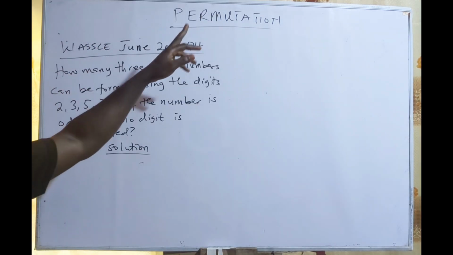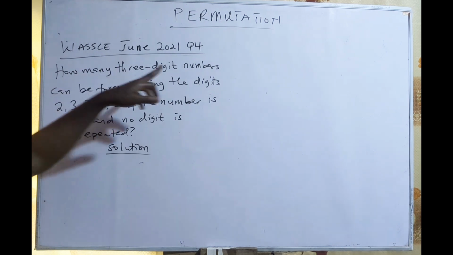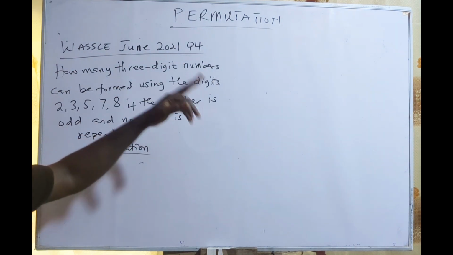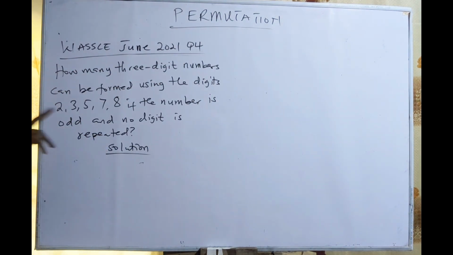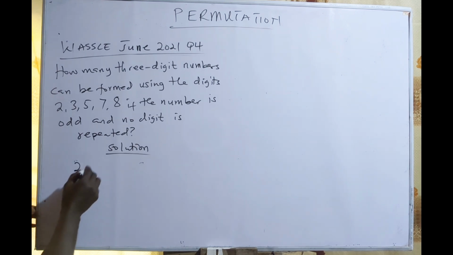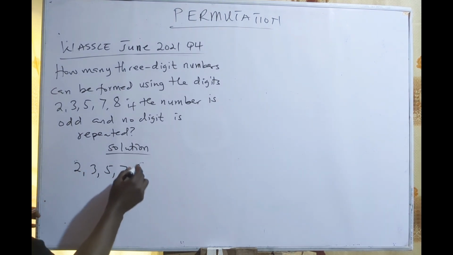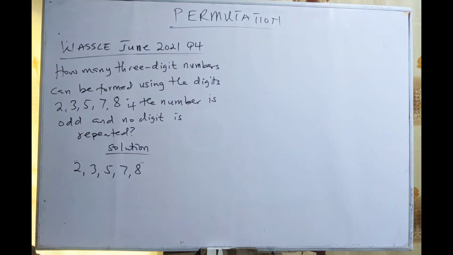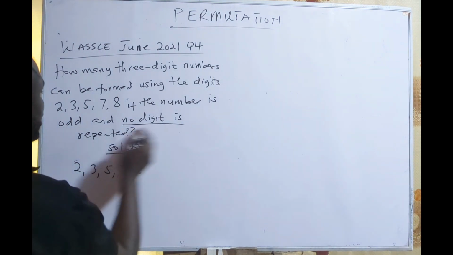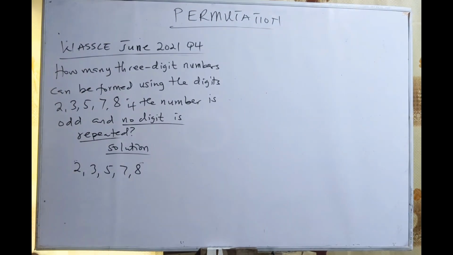WASSCE June 2021 question 4. How many 3-digit numbers can be formed using the digits 2, 3, 5, 7, 8, if the number is odd and no digit is repeated? So take note, no digit is to be repeated. So when we pick the digit, we won't bring it back again. And the number should be odd.